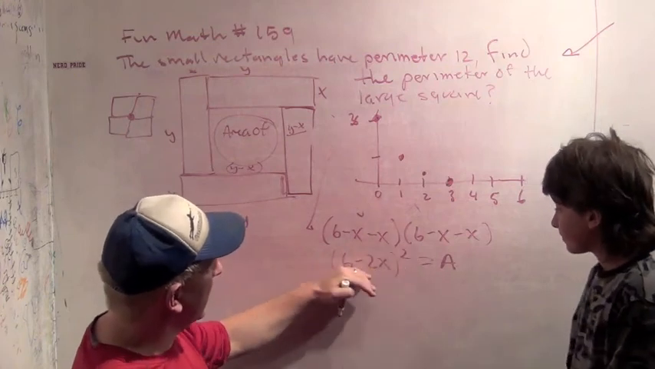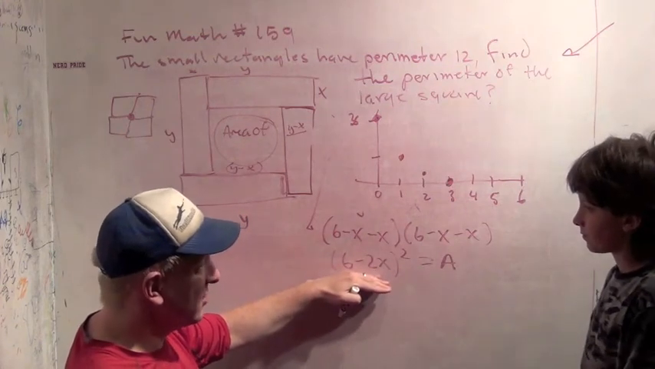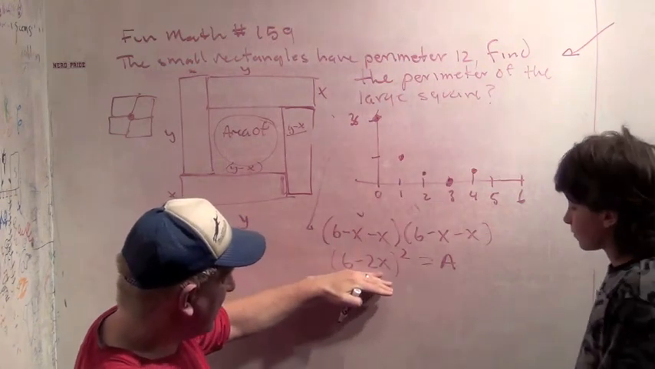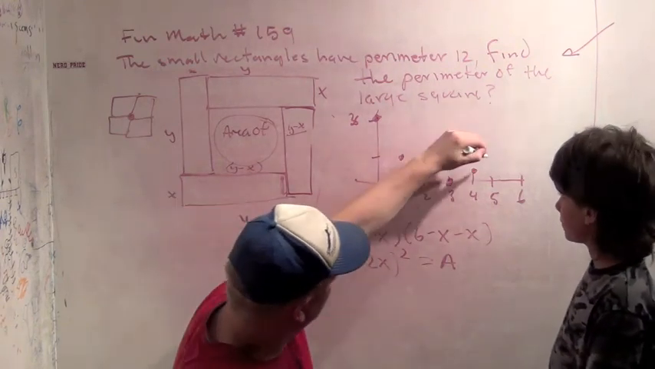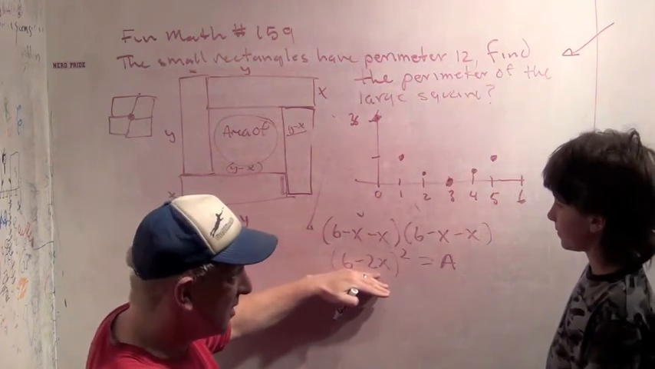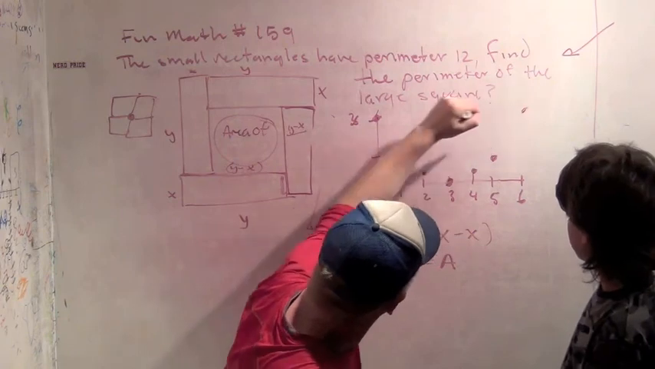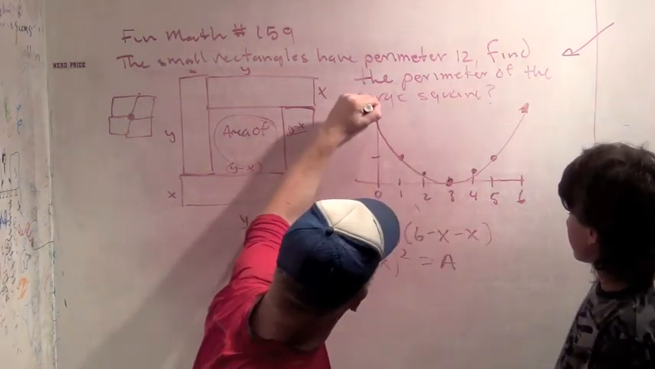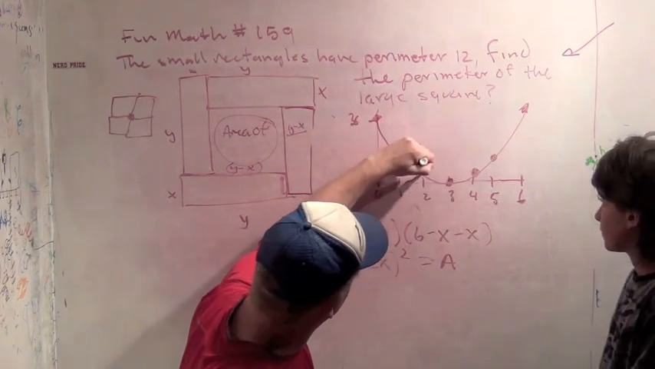When x equals 4, I get 6 minus 8, which is minus 2 squared, which is 4. When x equals 5, I get 6 minus 10, which is minus 4 squared, which is 16. And when x equals 6, I get 6 minus 12, which is minus 6, squared, so 36. So I get this interesting shape here. A parabola. Definitely not a line. And I have to use big dot theory in a couple places.